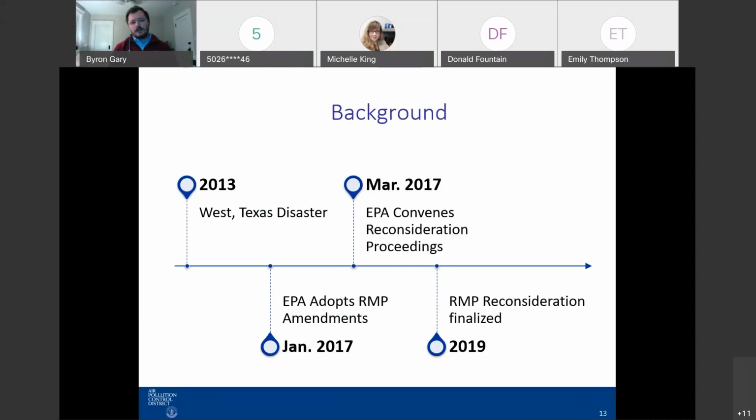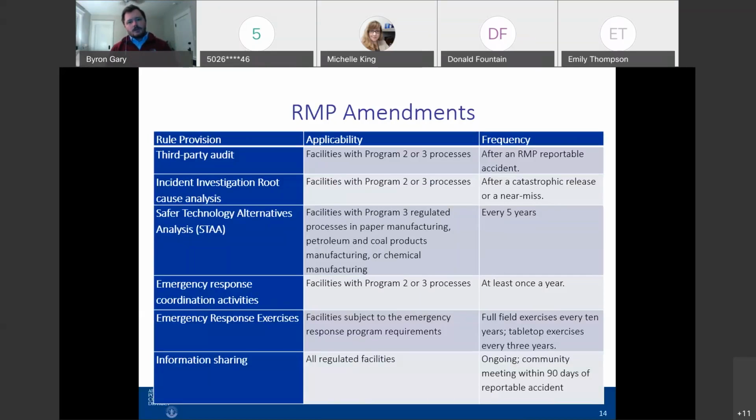A couple months later, in March 2017, based on petitions from a number of states and industries, EPA convened reconsideration proceedings to take another look at those RMP amendments. In 2019, they finalized the RMP reconsideration rule. So the important thing here is there are two major actions over the past 3 to 4 years: the RMP amendments from January 2017 and the RMP reconsideration from 2019. Just want to be clear on those two different things because we will be talking in just a moment about the difference between the two. So this is a table highlighting the major amendments from the RMP amendments rule.